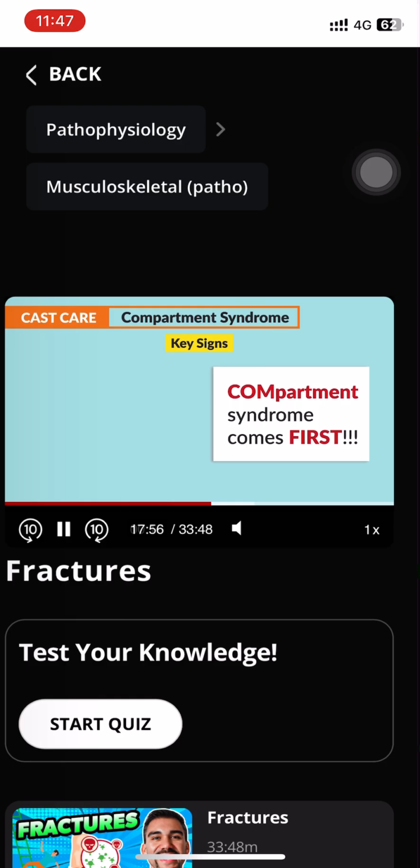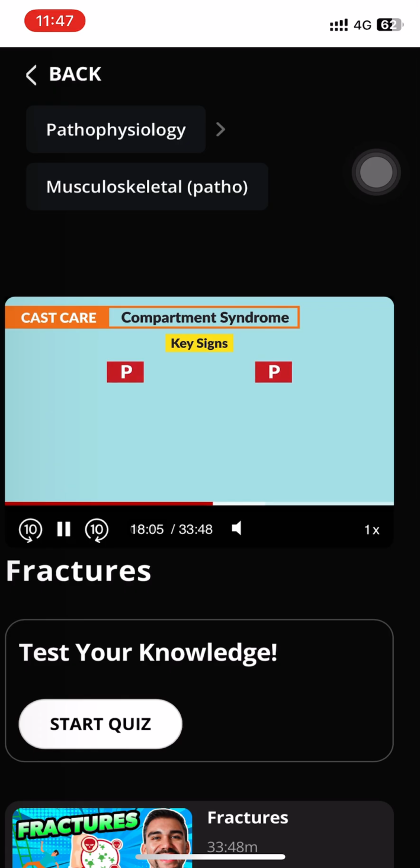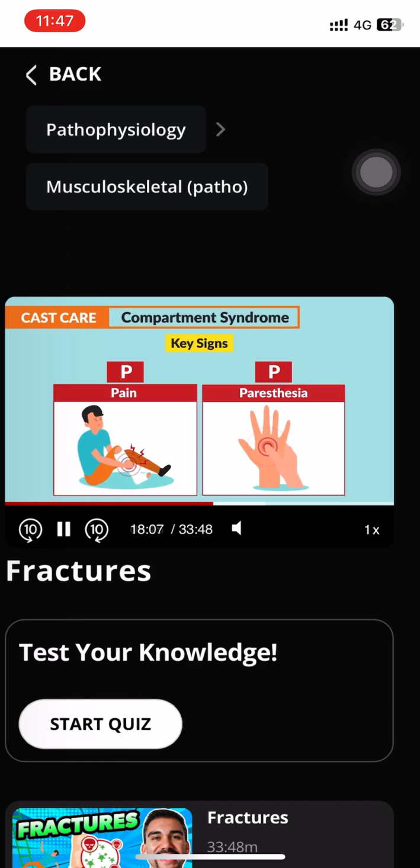So the key signs to look for is severe pain. Now this is the earliest sign of sudden compartment syndrome. Now the top two P's on the NCLEX, write it down, is pain and paresthesia, that numbness and tingling. Again, these are the top two most tested here for cast care. They are the earliest signs that you're going to lose the limb.